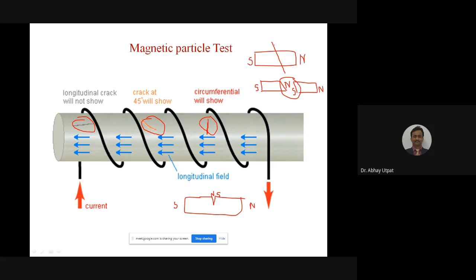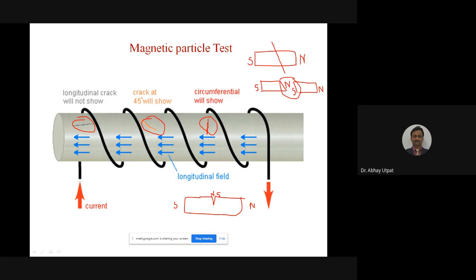Hence, when there is presence of any crack, there is a pole formation. Due to this pole formation, the attraction is more. Earlier, if you sprinkle the powder and the current is off, the powder remains sprinkled as it is, like a layer. But as soon as you switch the current on, that sprinkled powder will accumulate at the position of the crack. Then you take some clean cloth, remove that accumulated powder and make a marking with the help of a marker. And you can decide whether this crack is acceptable.